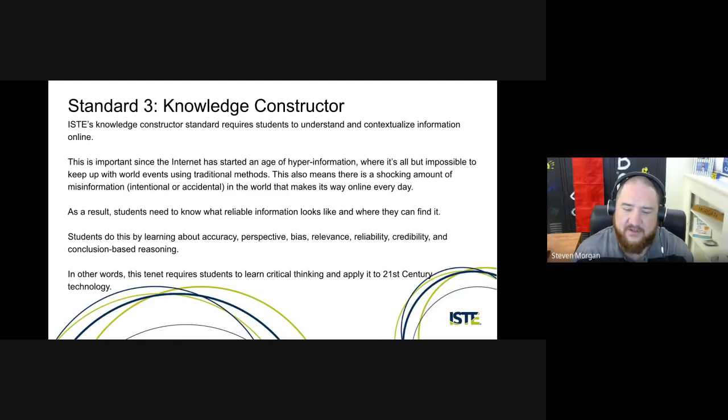So this standard really focuses on finding real, reliable information. Basically, we're asking students to do exactly what adults are not doing right now on social media, and that is finding real information instead of a funny meme or something like that, that they think tells the entire story whenever it doesn't. So that's what we're going to be taking a look at today.